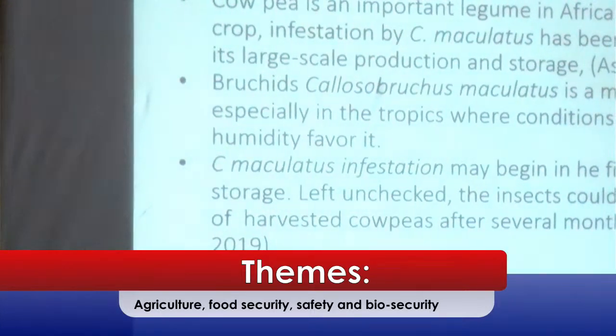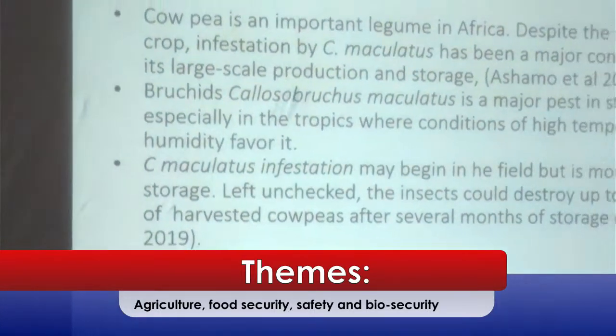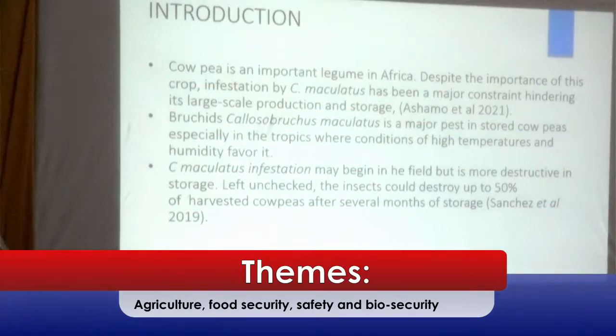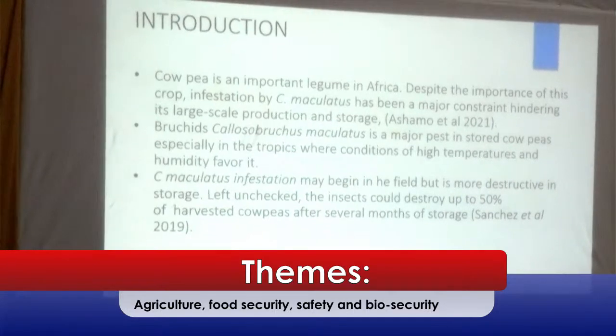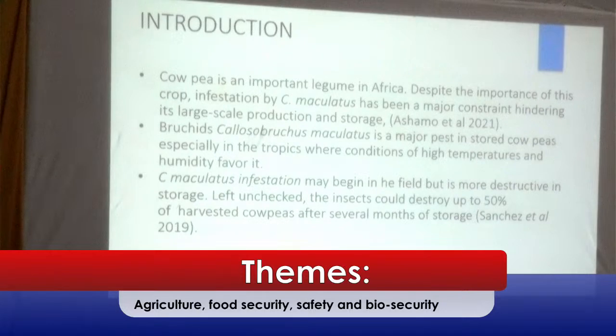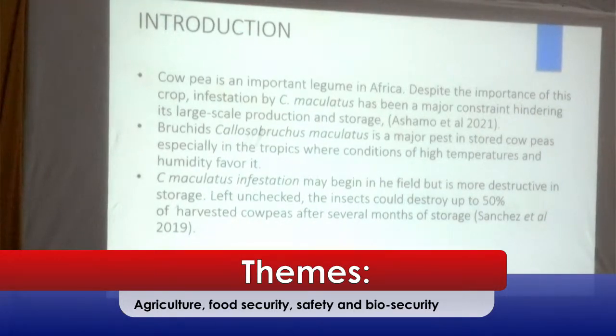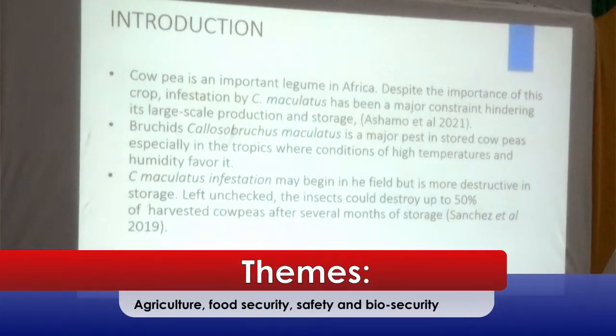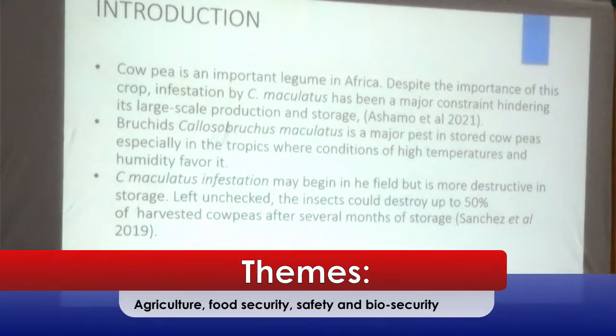Into introduction. So cowpea is an important legume in Africa, but despite the importance of the crop, infestation by Callosobruchus maculatus has been a major constraint, hindering its large-scale production and storage. So bruchids, which is another name for Callosobruchus maculatus, also known as cowpea weevil or cowpea beetle, words which I'll use interchangeably in this presentation, is a major pest in stored cowpeas, especially in the tropics where conditions of high temperature and relative humidity favor it.